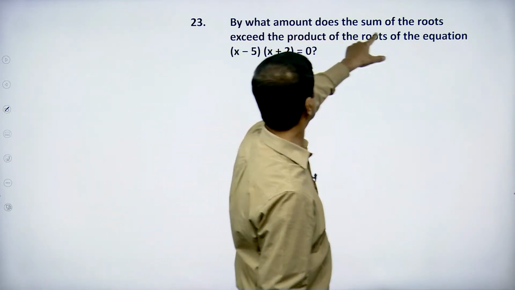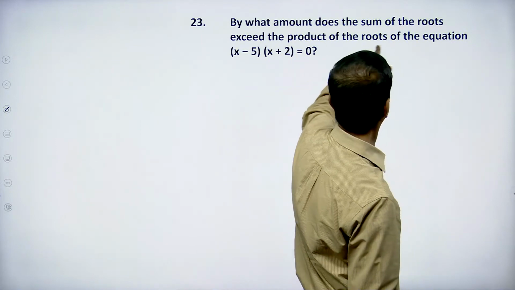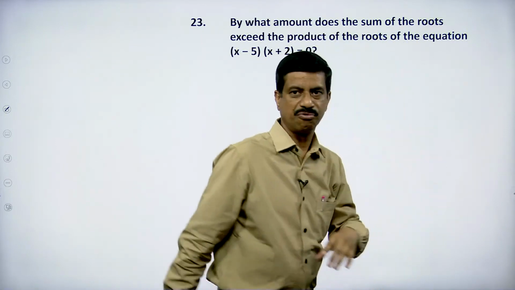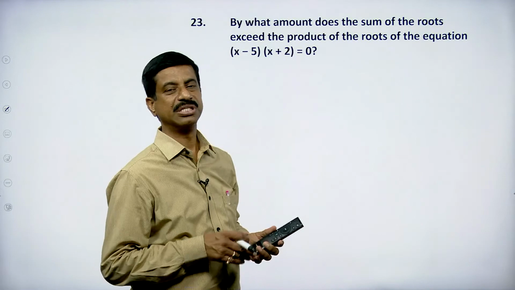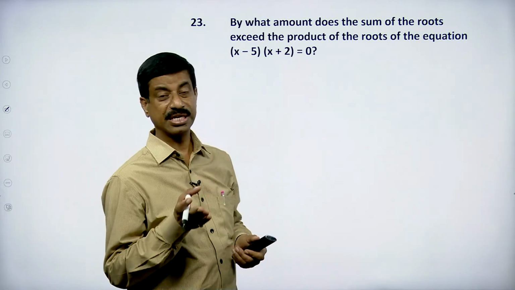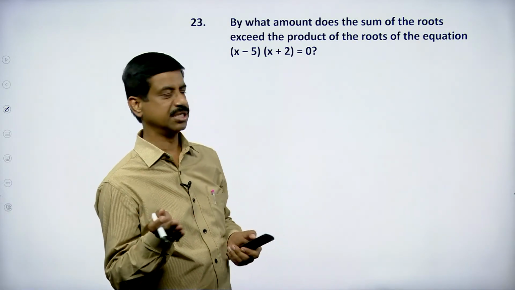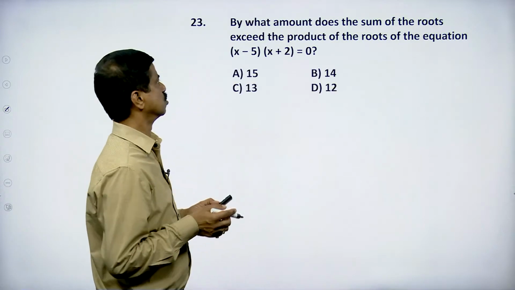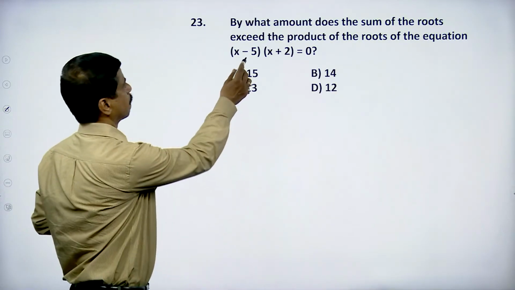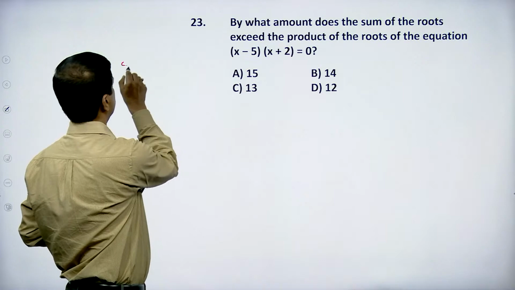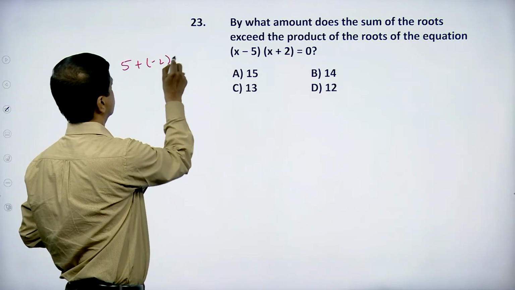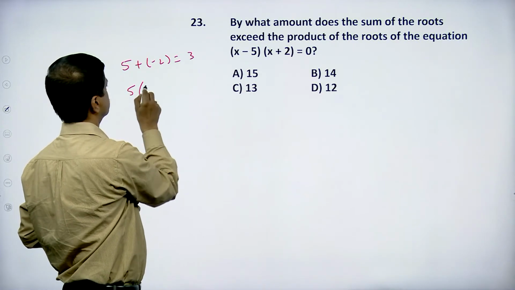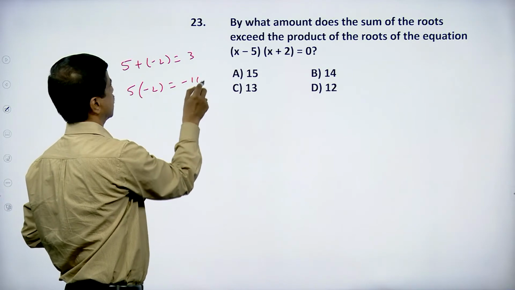By what amount does the sum of roots exceed the product of roots of the equation? Of course, this is not a word problem, this is simple, but still, by what amount it exceeds means it is more than that. So, sum of roots is what? This is 5, that is minus 2. Sum of roots is 5 plus minus 2, that is 3. Product of roots is 5 into minus 2, that is minus 10.